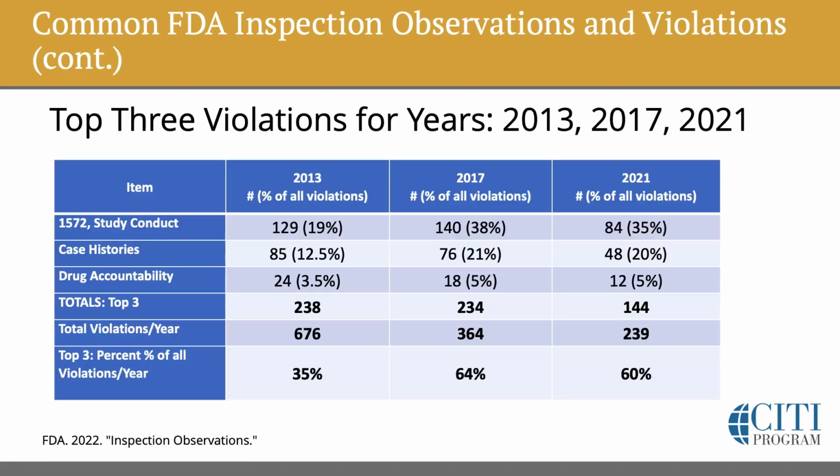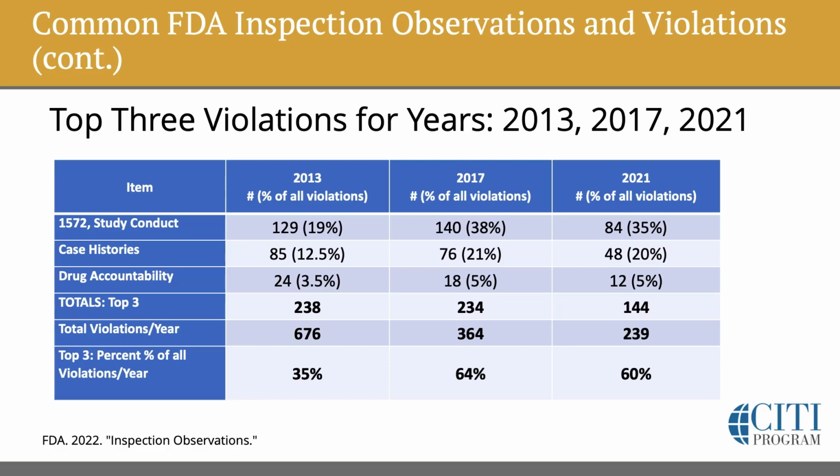This slide shows the top 3 violations listed on 483s for the years 2017 and 2021. Years were selected with 4 years in between to pull data from 3 different presidential administrations in case that had a bearing on the types of violations.